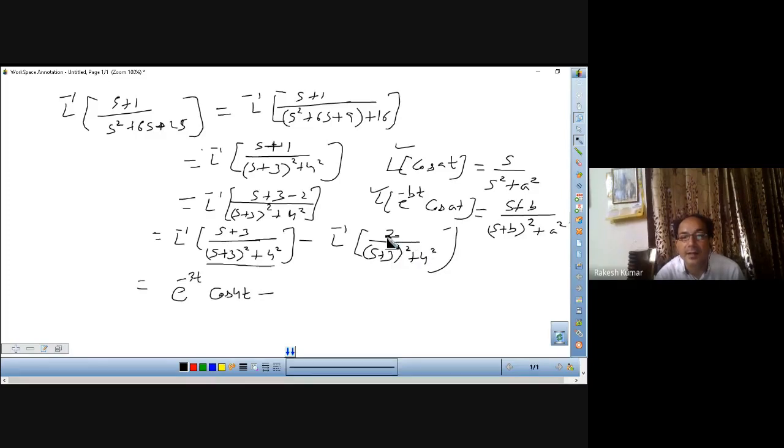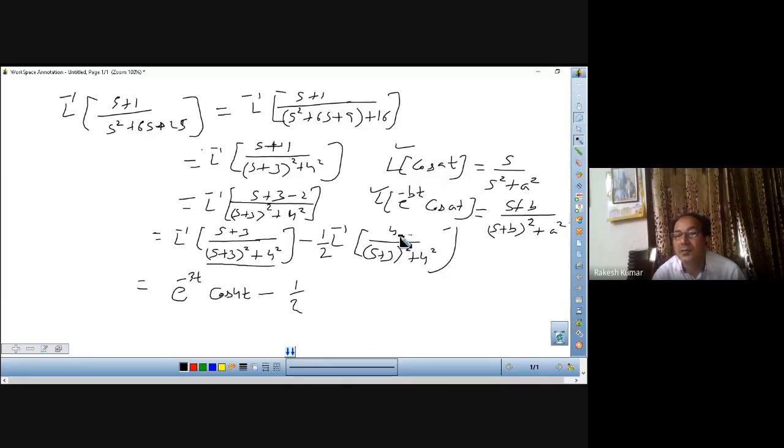We need 4 here. If we write 4 in the numerator, then we need to make an adjustment. I am writing 4, then there should be 1 by 2, because one extra 4 I have taken in the numerator. Then it will become 1 by 2, and this is 2. Similarly, in the numerator we have a constant, not s.